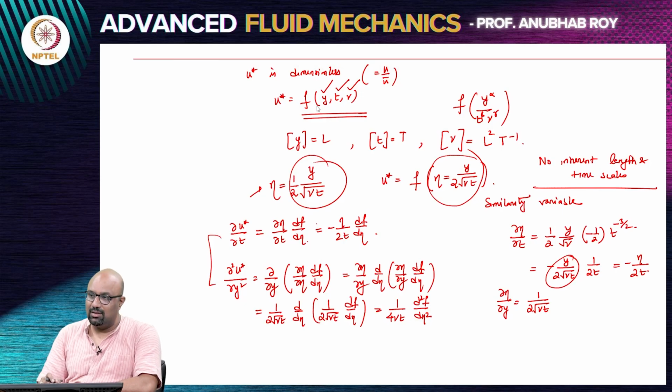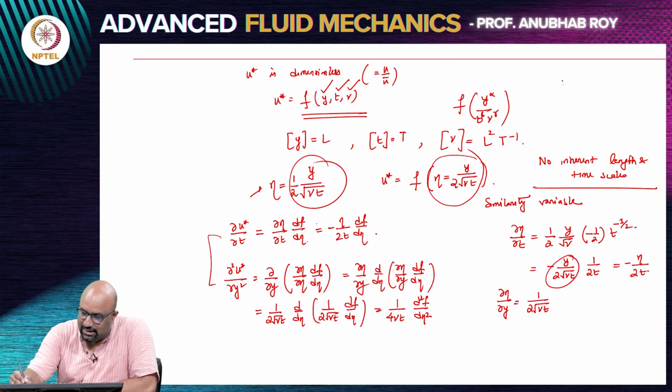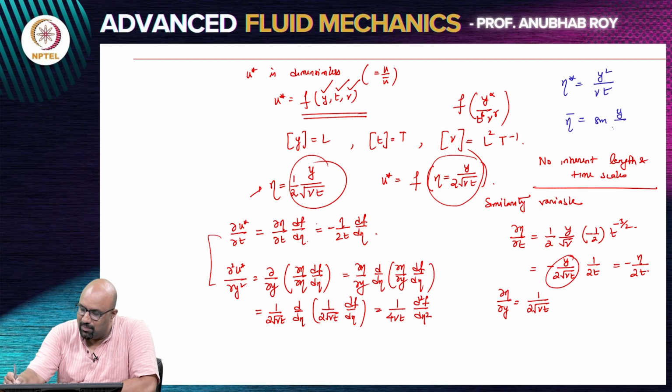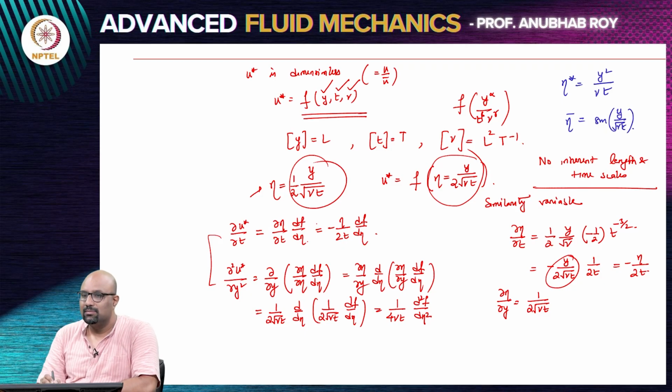Now, you can also say the dimensionless variable is y square by nu t. That is also fine. You can decide that I am going to call a new dimensionless variable, that is y square by nu t. Now, someone else feels, no, I do not really like this particular variable. I am going to call my dimensionless variable as sine of y by square root nu t. They are all the same. Effectively, all of them are a function of that particular quantity, which is y, the spatial coordinate, divided by square root nu t.